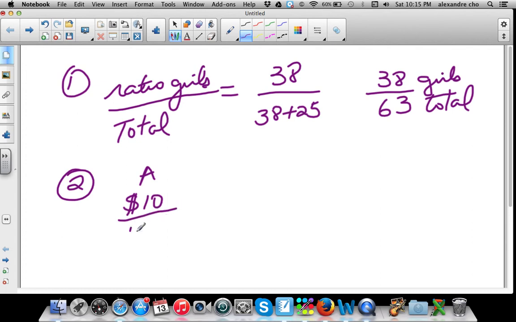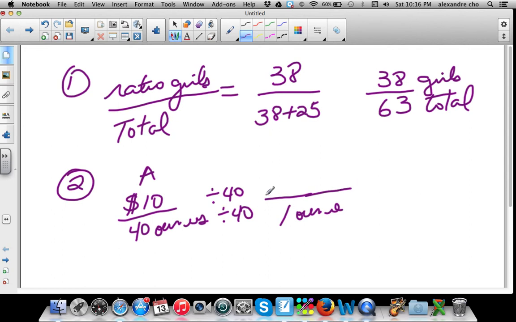It's $10 for 40 ounces. Okay, let's just take care of this right away. To find a unit rate, you divide top and bottom here by 40. And that will give you 1 ounce at the bottom. And then 10 divided by 40, that should give you, I believe, 20 cents. Sorry, 25 cents. Okay, so 1 ounce for size A is 25 cents.